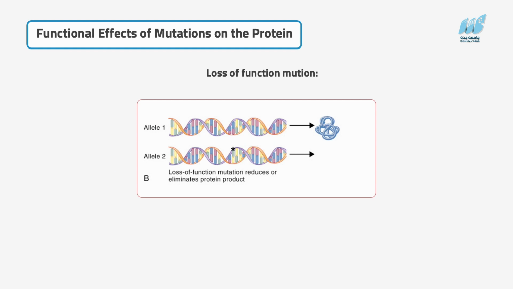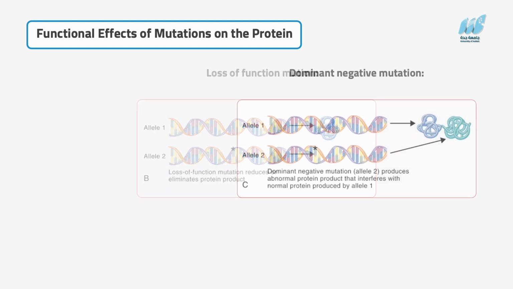Loss of function mutation results in reduced or eliminated protein product. Loss of function mutations are often seen in recessive diseases, where the mutation results in the loss of 50% of the protein product, such as metabolic enzymes. But the 50% that remains is sufficient for normal function. The heterozygous is thus unaffected, but the homozygous, having little or no protein product, is affected.